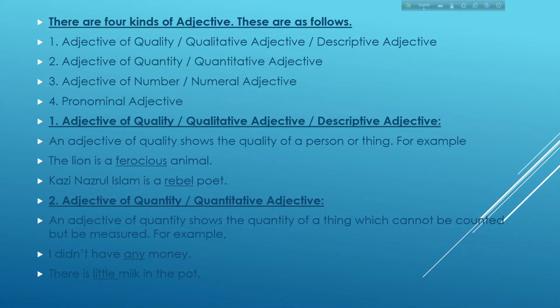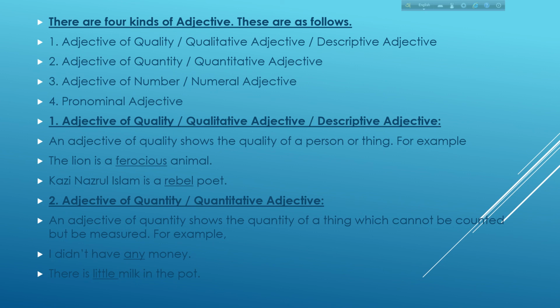That is adjective of quality, or qualitative adjective, or descriptive adjective. Number 2, adjective of quantity or quantitative adjective. Number 3, adjective of number or numeral adjective. And number 4, pronominal adjective. So, an adjective of quality shows the quality of a person or thing. For example, the lion is a ferocious animal. Ferocious. Kazi Nazrul Islam is a rebel poet. Rebel are adjectives of quality.